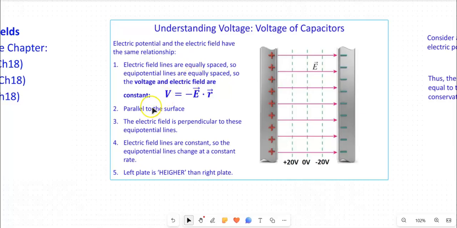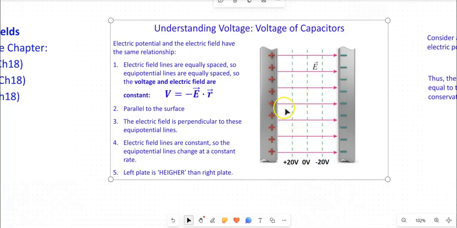However, just to go over this, we are going to calculate voltage due to an electric field as negative E dot R. The electric potential is parallel to the surface and perpendicular to the electric field. This is the electric potential line for positive 20 volts. Notice it's parallel to the surface and it's perpendicular to all of these pink electric field lines.